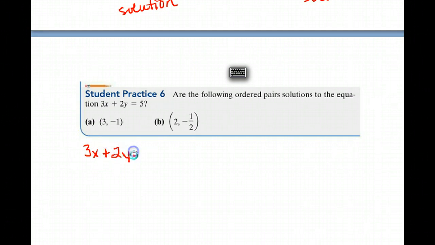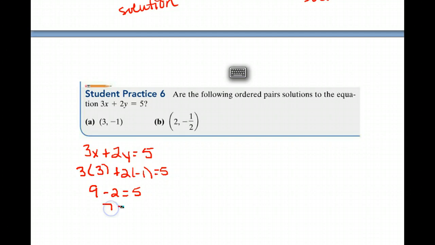We're going to take the equation 3x plus 2y equals 5 and plug in ordered pair 3, negative 1. So we have 3 times 3 plus 2 times negative 1 equals 5, and we're going to test for truth. So 3 times 3 is 9. 2 times negative 1 is negative 2. 9 minus 2 is 7. 7 does not equal 5. So our first ordered pair was not a solution.